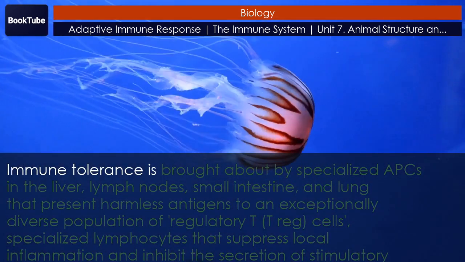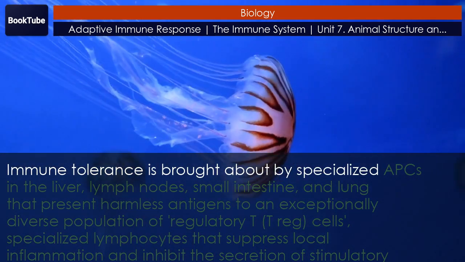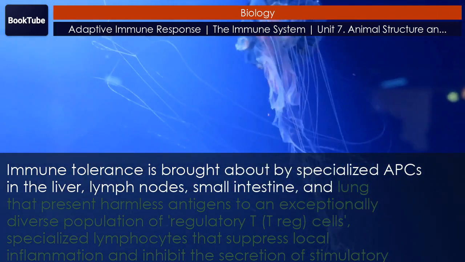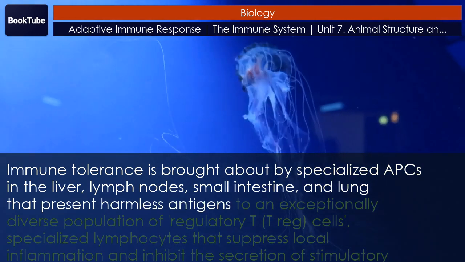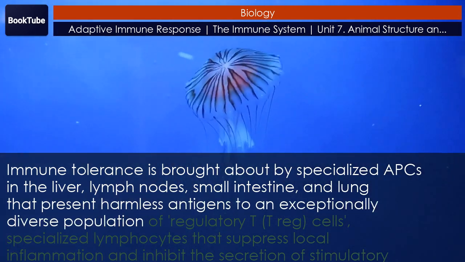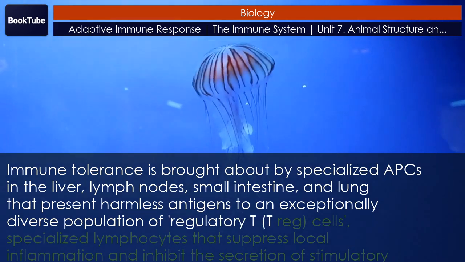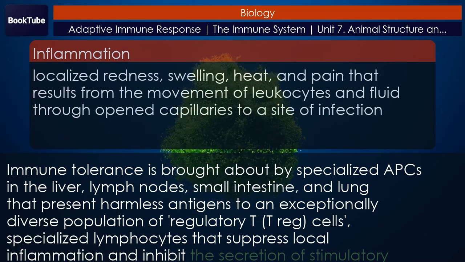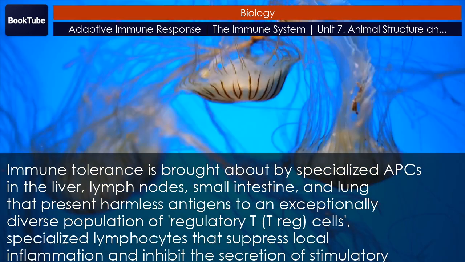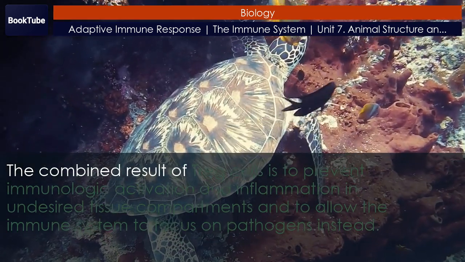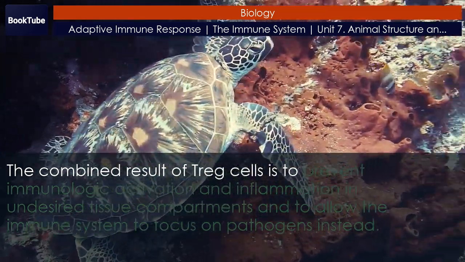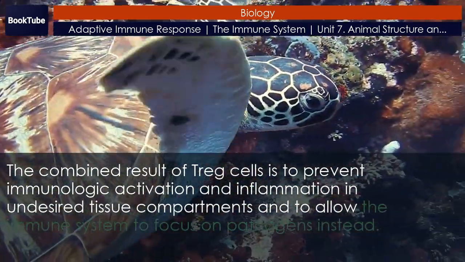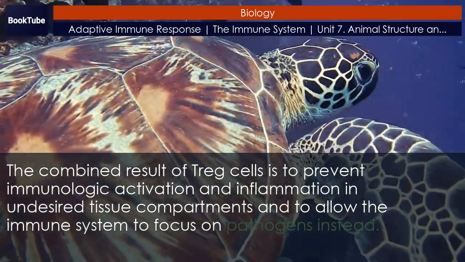Immune tolerance is brought about by specialized APCs in the liver, lymph nodes, small intestine, and lung that present harmless antigens to an exceptionally diverse population of regulatory T-reg cells, specialized lymphocytes that suppress local inflammation and inhibit the secretion of stimulatory immune factors. The combined result of Treg cells is to prevent immunologic activation and inflammation in undesired tissue compartments and to allow the immune system to focus on pathogens instead.